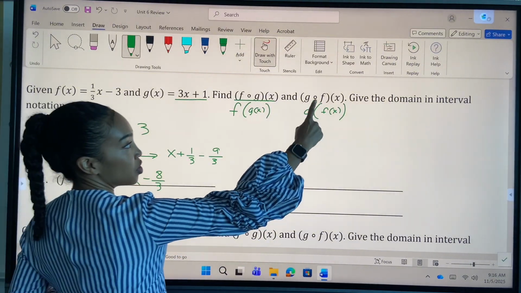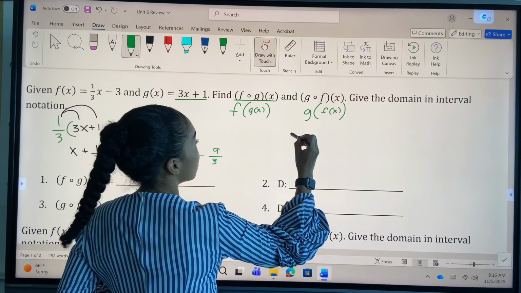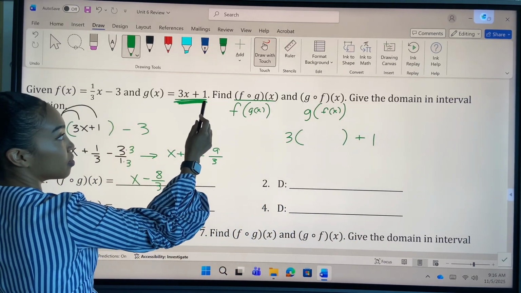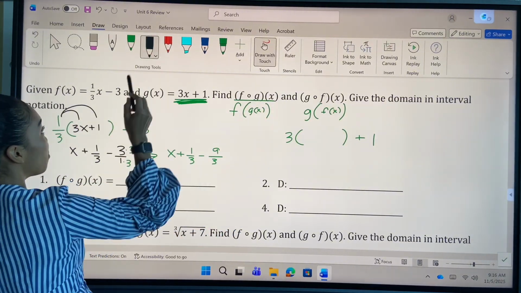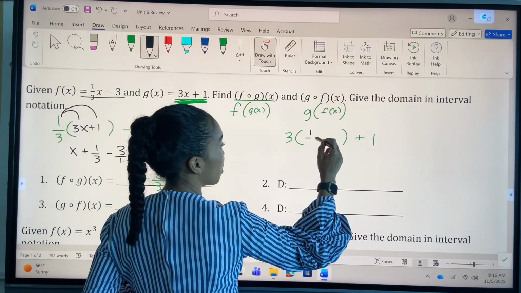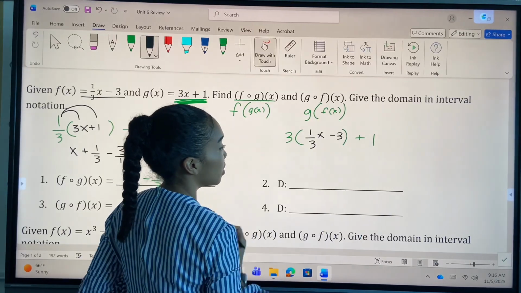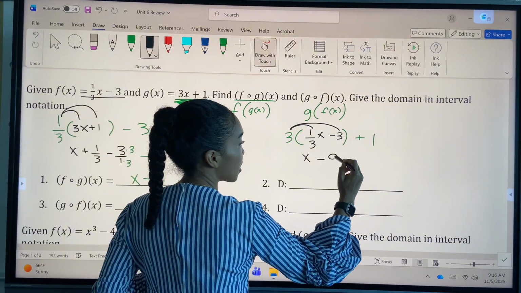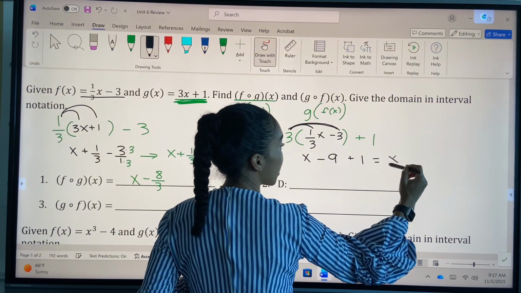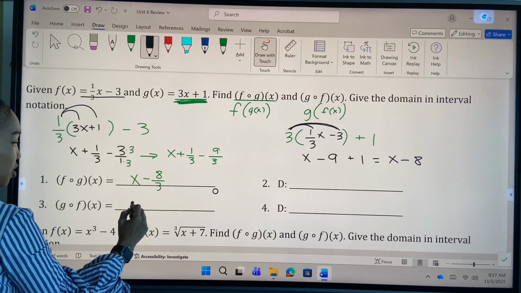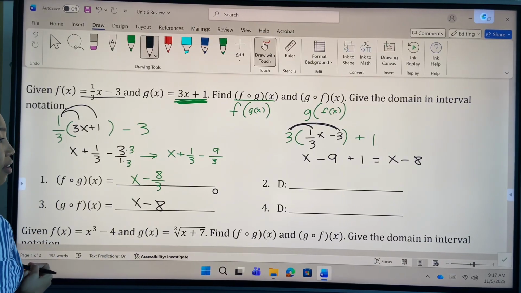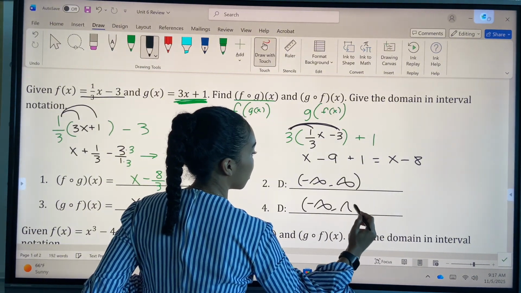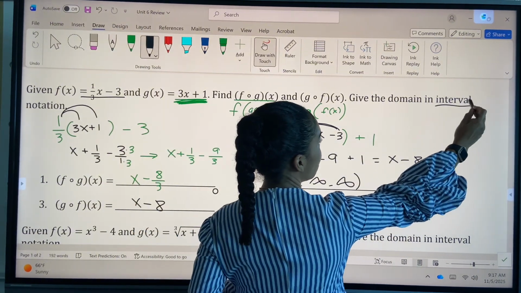Now let's do g of f. So this is g. This is the g function. Instead of x, I put parentheses. Now I'm going to put f inside. So this will be 1/3 x minus 3. And again, we can simplify this. Distribute in the 3, so this becomes x minus 9 plus 1, which is just x minus 8. So that is your other composition. Now the domain for both of these are all real numbers, negative infinity to infinity. And that is how you write the domain in interval notation.